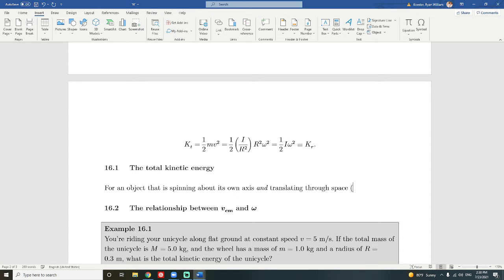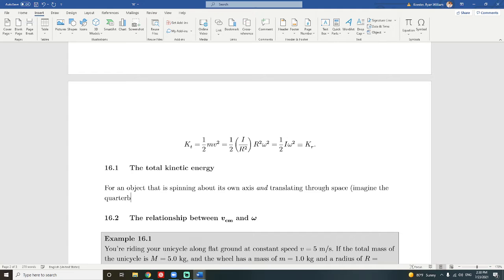So let's see here. For an object that is spinning about its own axis and translating through space. So, okay, you can imagine, for those of you who are into sports, the quarterback during a basketball game kicking the puck with a perfect spiral, right? Maybe this helps some of you.